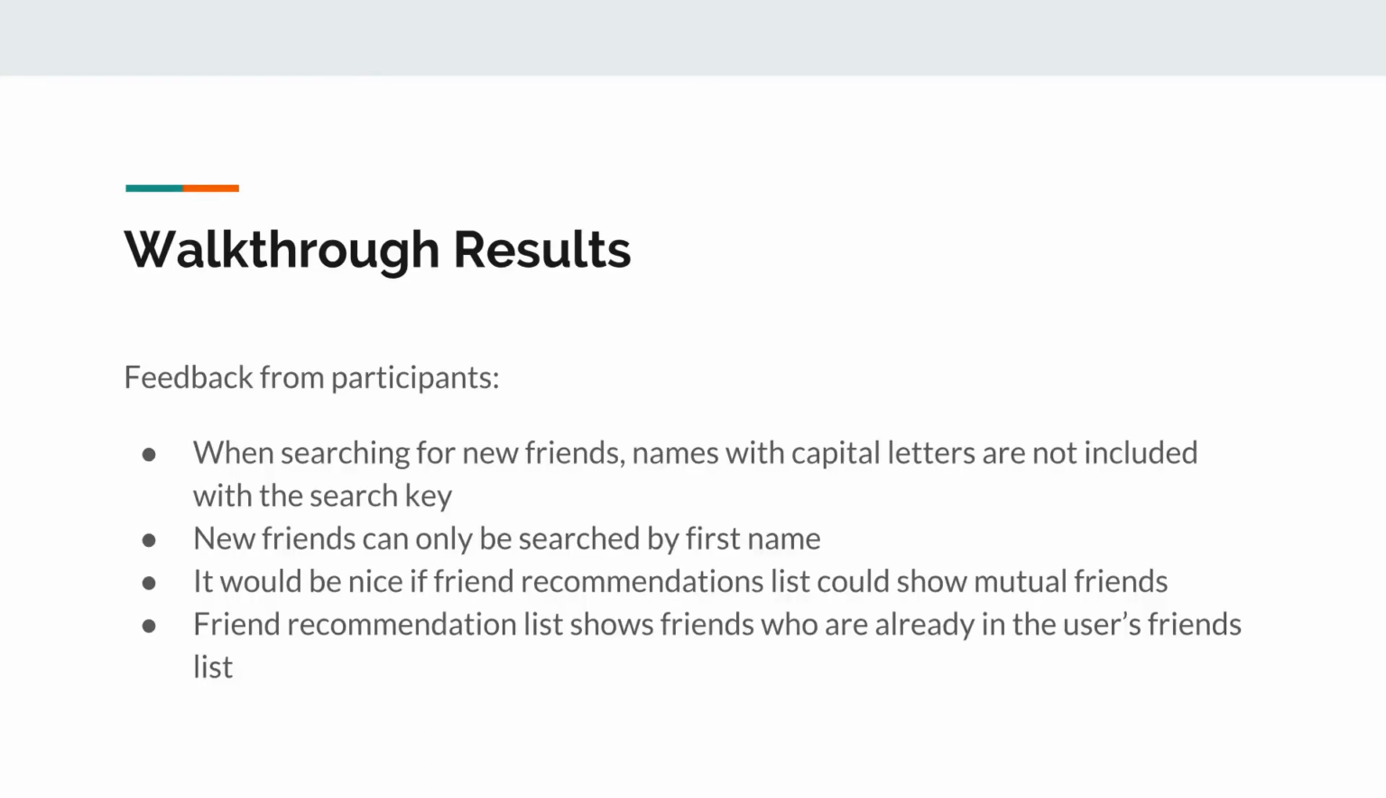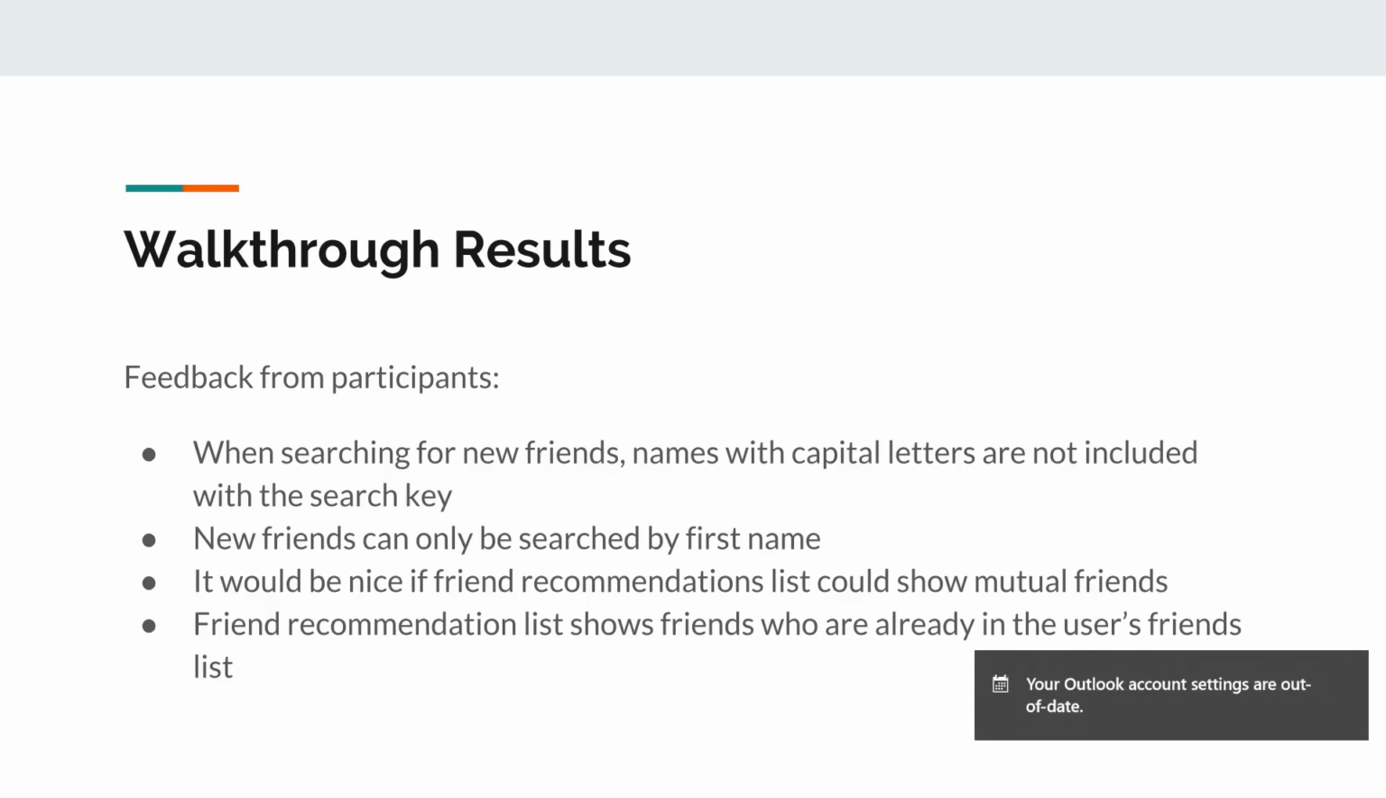Okay, so this is our walkthrough results. Feedback from participants: when searching for new friends, names with capital letters are not included with the search key. So we fixed this pretty easily by making it case insensitive, by just changing the search key to lowercase. New friends can only be searched by first name. So we just kept that as is because that's just how a hash table works.